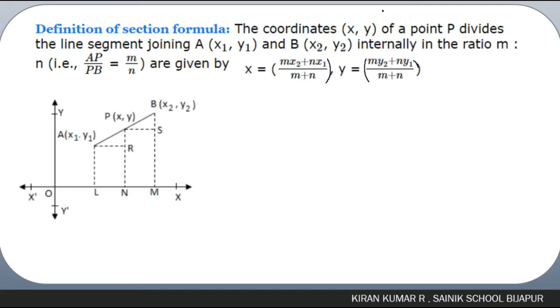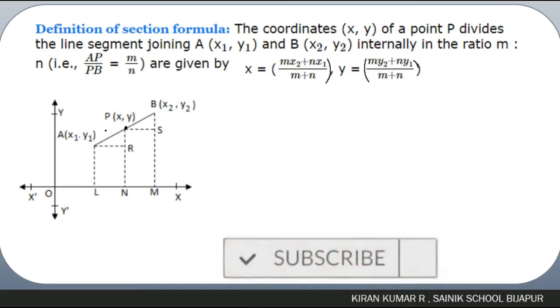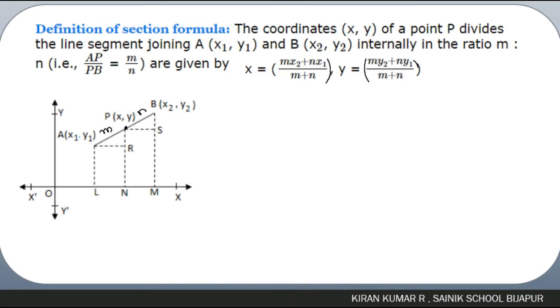I have considered the points here, point A and point B with the coordinates x1, y1 and x2, y2. Let there be a point P having coordinates x, y that divides the line segment AB in the ratio m is to n. So AP is m, PB is n. We will try to prove that the x and y coordinates are mx2 plus nx1 by m plus n and my2 plus ny1 divided by m plus n.